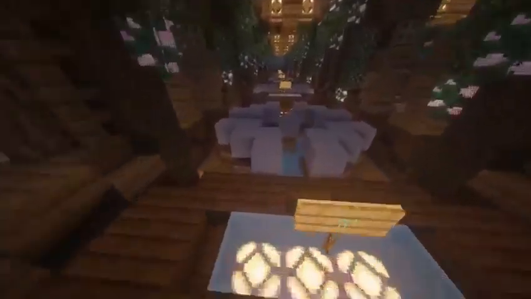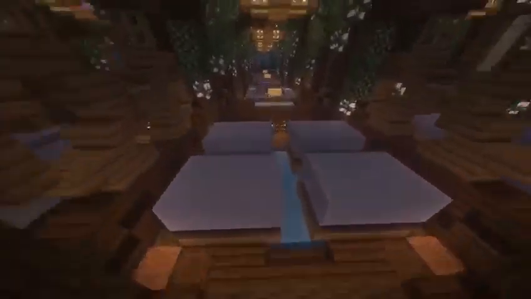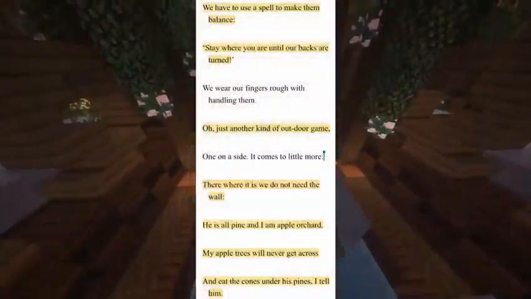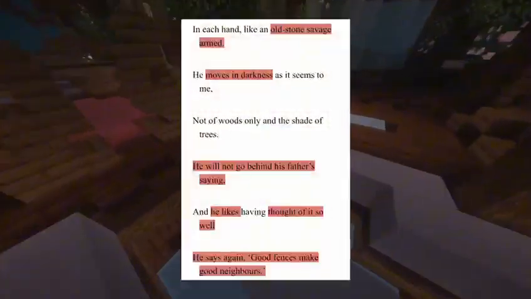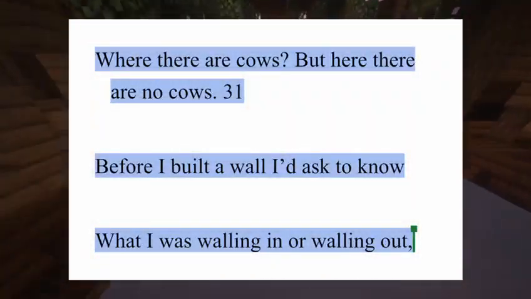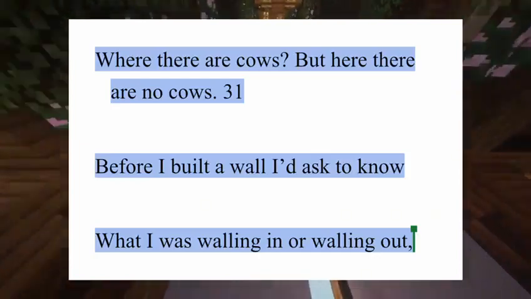In the poem, we see two completely opposite personalities. The narrator, for the majority of the text, puts forth the idea that the wall is useless and unnecessary, but the neighbor believes it's important for good relationships. There's a phrase, "Where there are cows," but here there are no cows. "Before I built a wall, I'd ask to know what I was walling in or walling out."